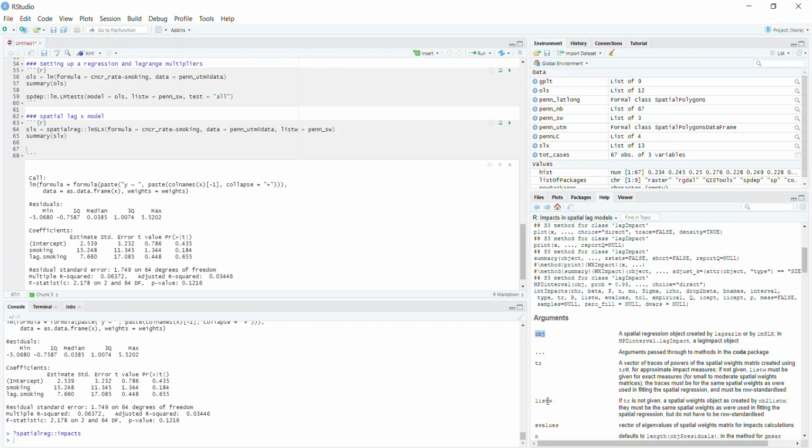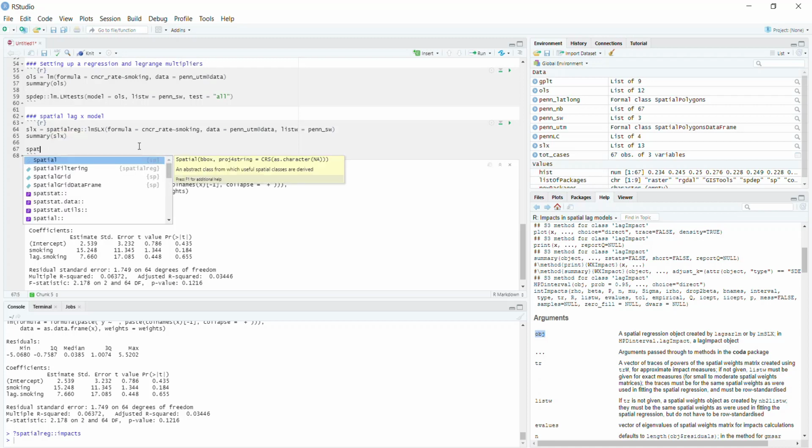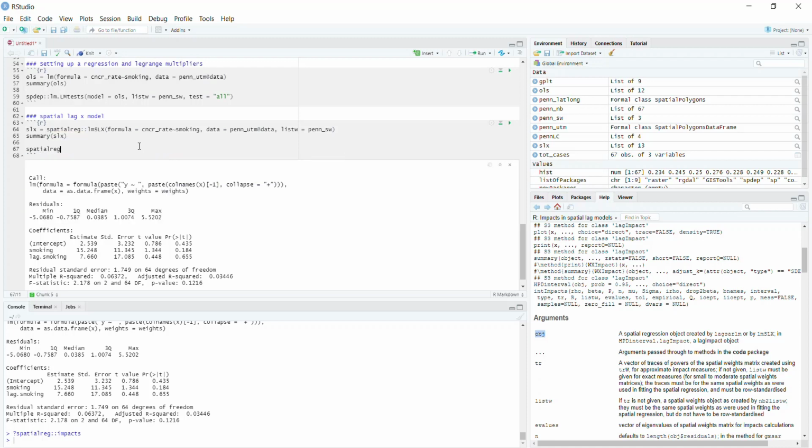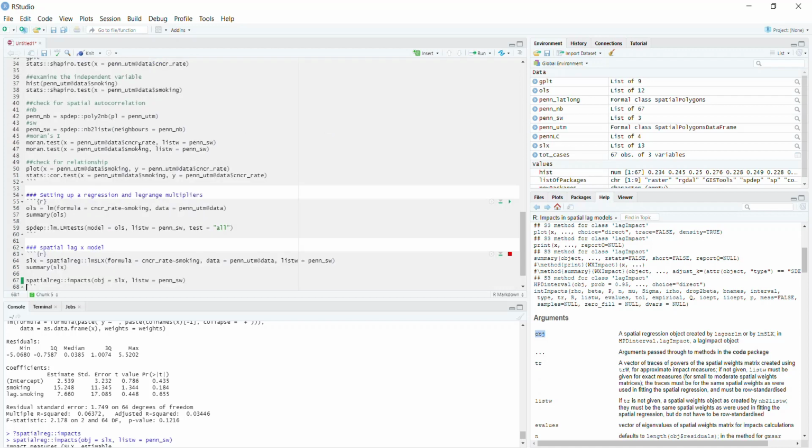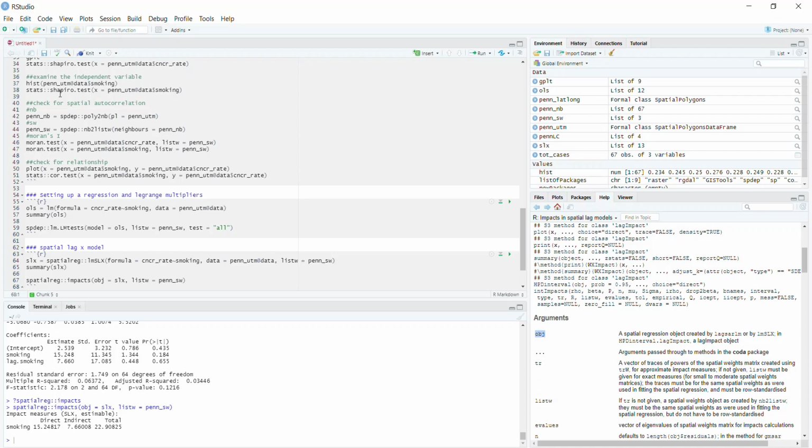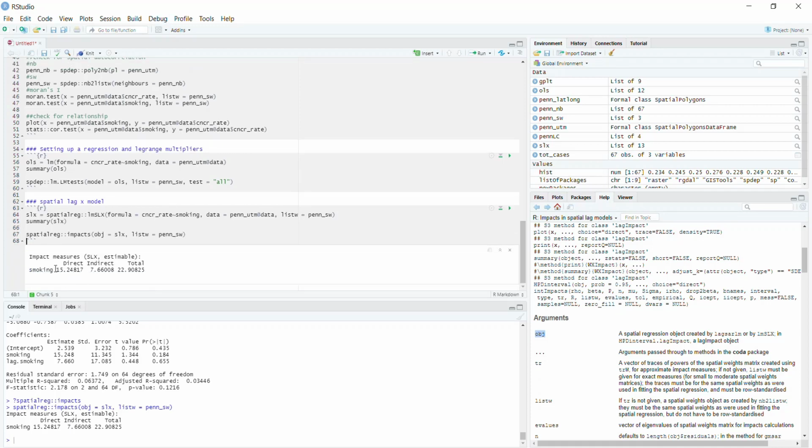So again, we're getting the same sort of stuff. So if we do impacts, actually, let's make sure we call it from spatialreg just to make sure we're not getting something wrong here. spatialreg::impacts. The object, this is again the model, so this is going to be our SLX. And then it takes in the listw, which is again our pen_SW. If we run this, you'll see that underneath it, we have direct, indirect, and total.